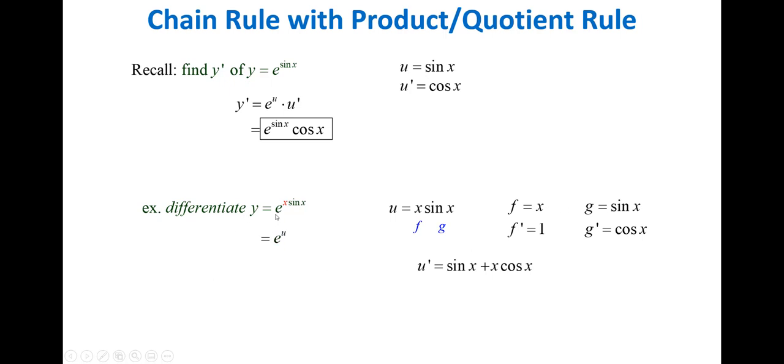And then coming over here, y would become e to the u. Y prime would be e to the u prime times u prime, which would be e to the x sine x, plugging back in for u. And then u prime, I'll put this in parentheses, sine x plus x cosine x.